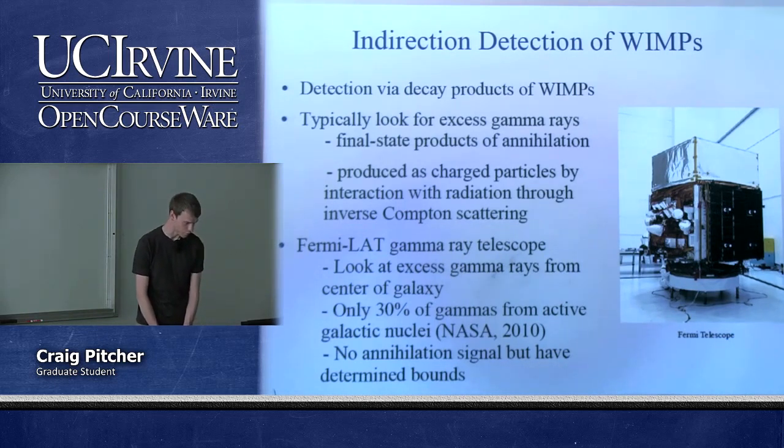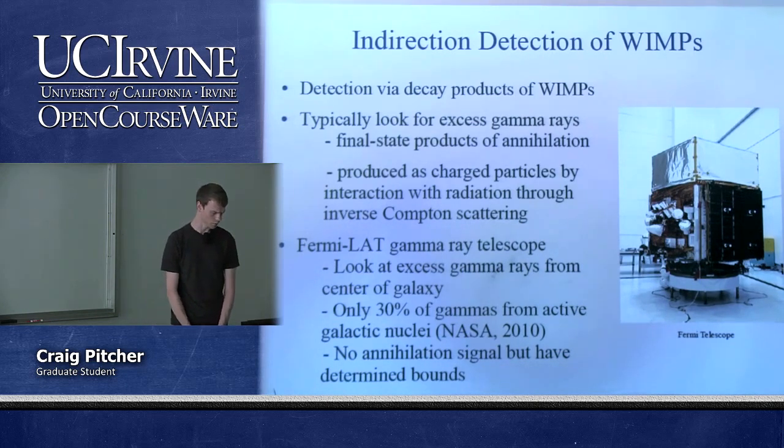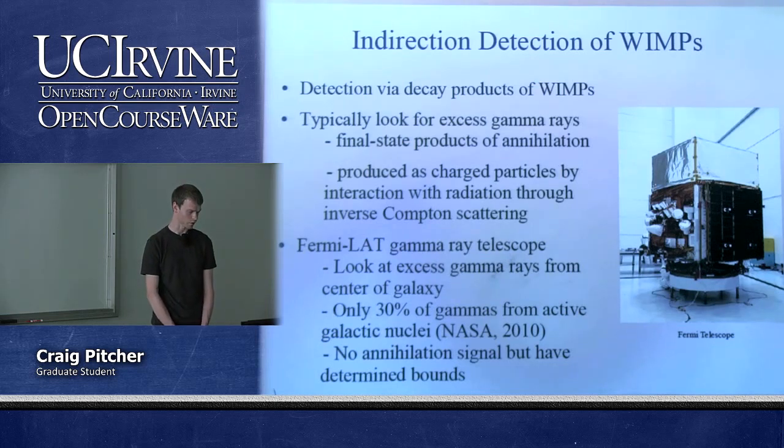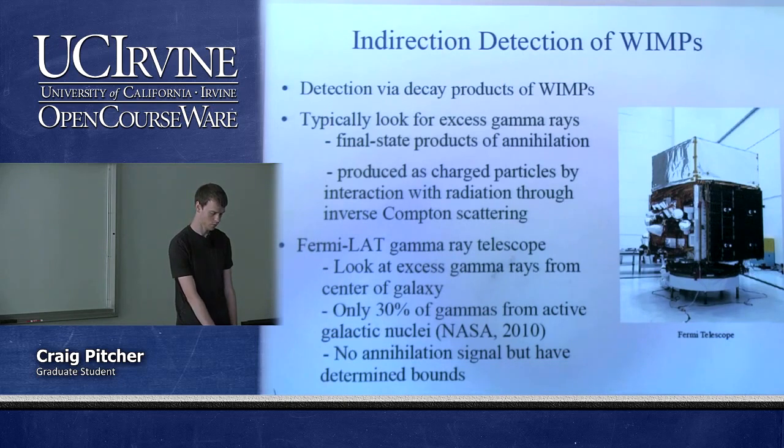In this picture, we have the Fermi telescope, which has been operating for several years. The Fermi telescope is looking for excess gamma rays from the center of the galaxy. Back in 2010, NASA said that only 30% of gamma rays are actually from active galactic nuclei, so that leaves a large portion of the signal with an unknown source. The Fermi telescope hasn't actually confirmed an annihilation signal, but has put some bounds on it.